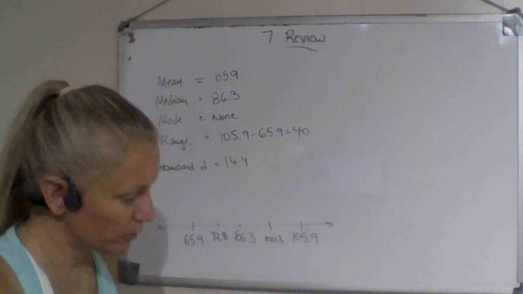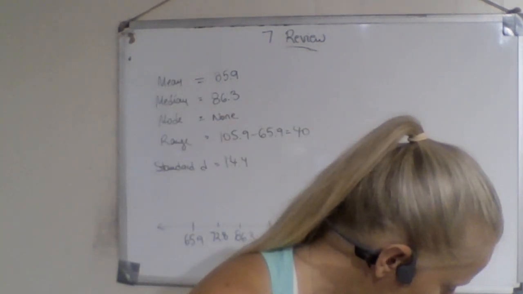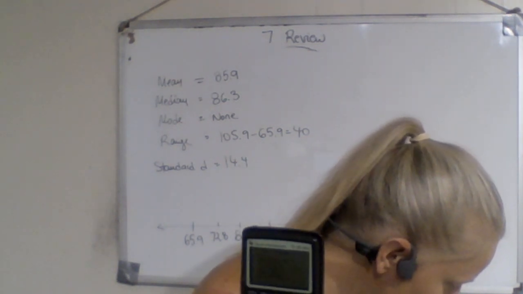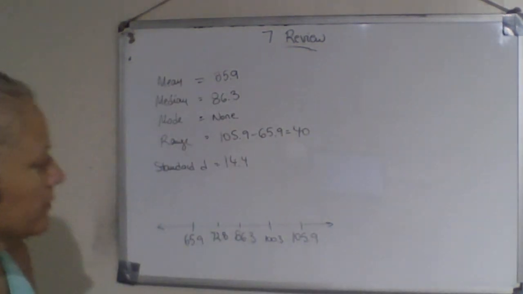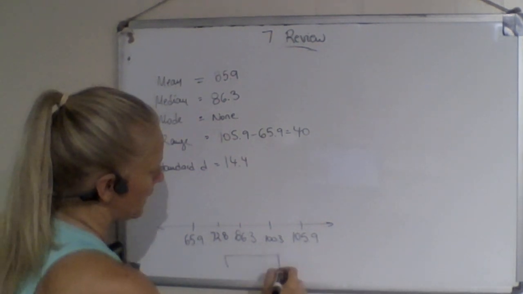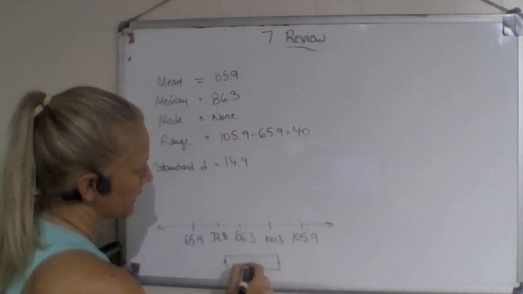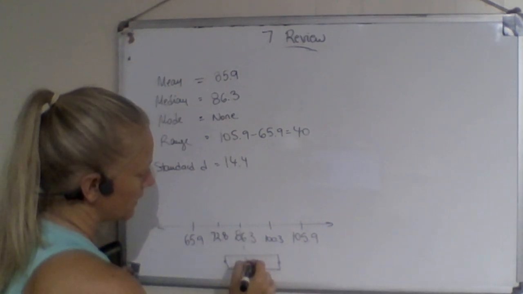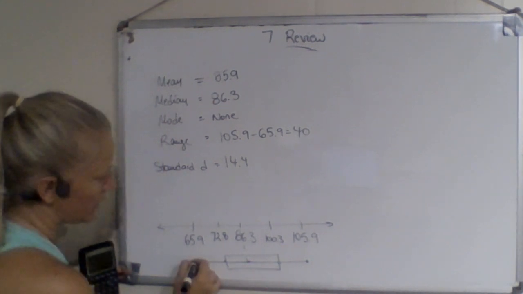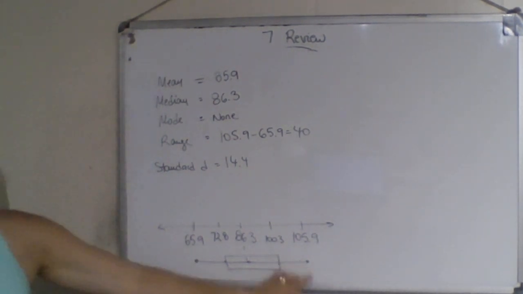Just so you know, all of your information is given to you in the book. They give you the two quartiles, they're right there. Okay, and now we're going to do the box and whiskers. The box is made by the quartiles and the median, and then the whiskers start from the median and go out to the minimum and the maximum.